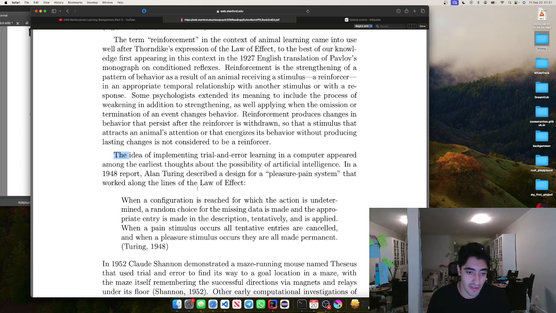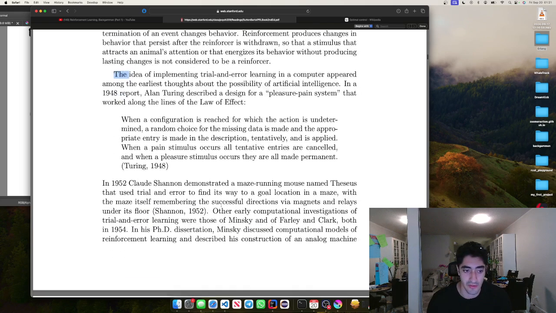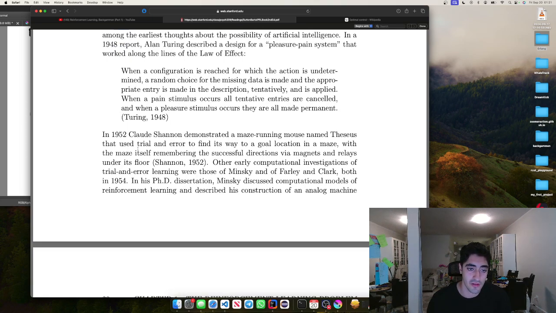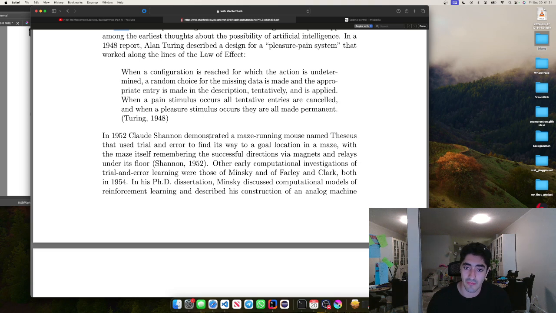law of effect. When a configuration is reached for which the action is undetermined, a random choice for the missing data is made, and the appropriate entry is made in the description, tentatively, and is applied. When a pain stimulus occurs, all tentative entries are cancelled, and when a pleasure stimulus occurs, they're all made permanent. In 1952, Claude Shannon demonstrated a maze-running mouse named Theseus that used trial and error to find its way to a goal location in the maze, with the maze itself remembering the successful direction via magnets and relays under its floor.